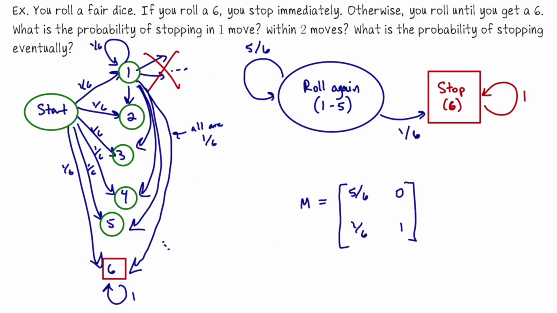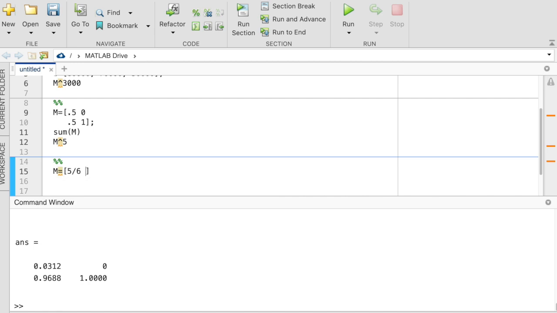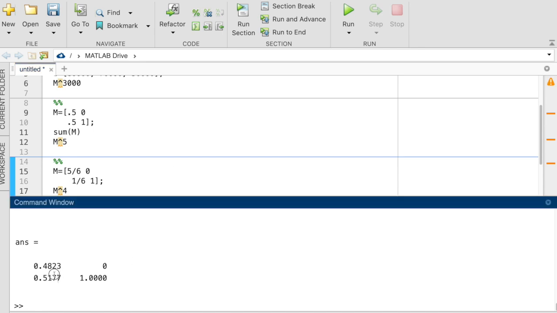So let me pull back up Matlab Online. Okay, it's going to be very similar to what we just did, but I'll come down to a new cell. M will be 5/6 and 0 on the first row, 1/6 and 1 on the second row. Of course, those sum to 1 and 1. So if we do M squared, we can see that the probability of rolling a 6 in either one roll or 2 is 30.56%. Within 3 rolls, it goes up to 42.13%. 4 rolls, about 52%.